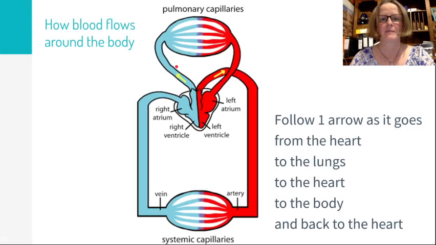Here's another little animation. Just watch the arrows. If we start here, and watch this arrow going up to the lungs, down back to the heart, and then around to the body and back to the heart. So up to the lungs, around back to the heart, back from the heart round the body, and back to the heart.